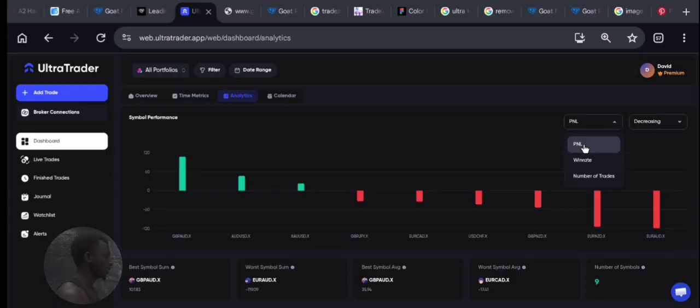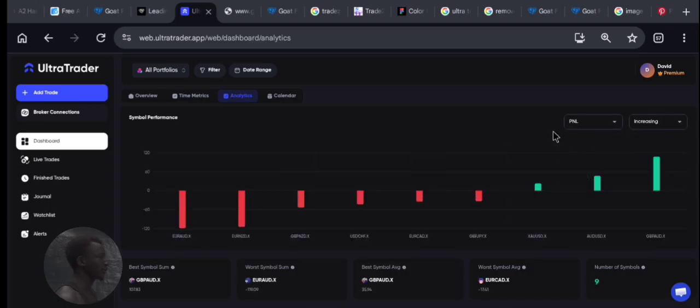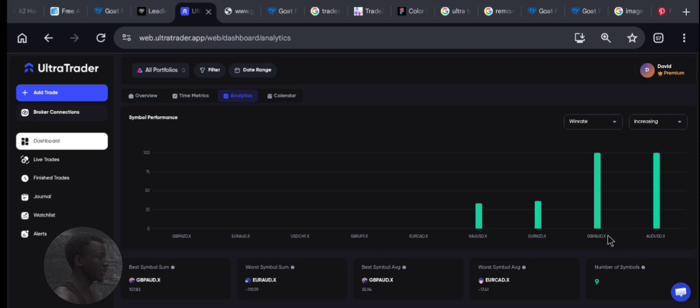So for example, now if I choose by P&L, you see it sets the symbol that's made me more money by P&L, and in decreasing format, that means from small to big. So let me put the increasing P&L. So it shows me which symbol has made me more money in increasing order. So from small to big, you can see GPAD made me the most amount of money by P&L. Then if you go by win rate, you can see AUD/USD and GPAD make almost exactly the same win rate.